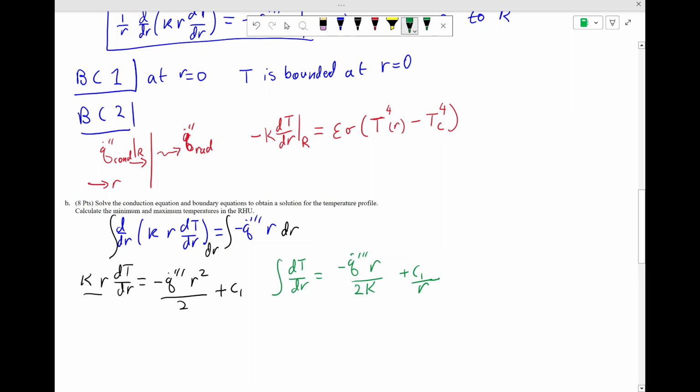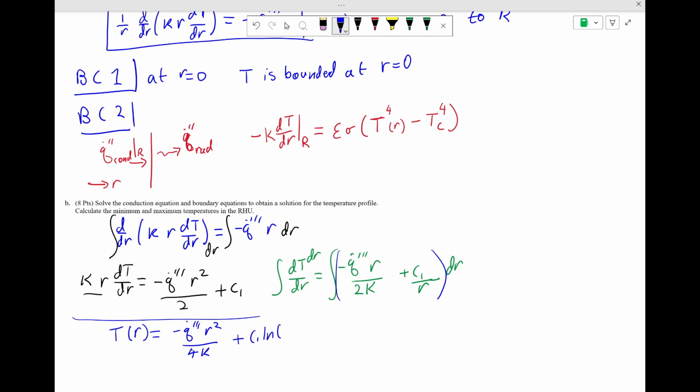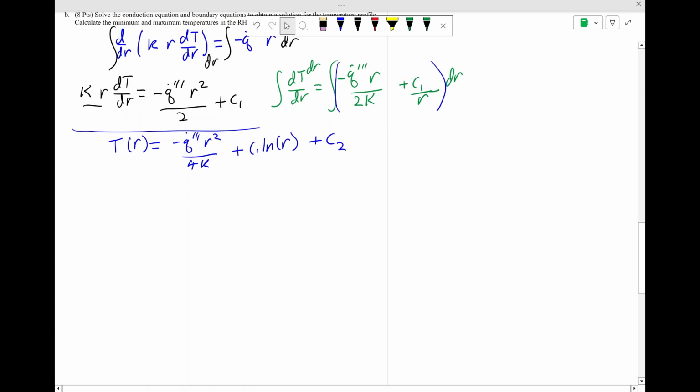Okay, so finally, we're going to integrate both sides, again with dr. And we do this, and now we're going to get the last temperature equation here. So we'll get T of R now is equal to, when we integrate the negative q dot triple prime r over 2k, we're going to get minus q dot triple prime r squared over 4k. The C1 over r is going to become C1 times natural log of r. And then finally we have one more constant of integration. We'll call that C2.